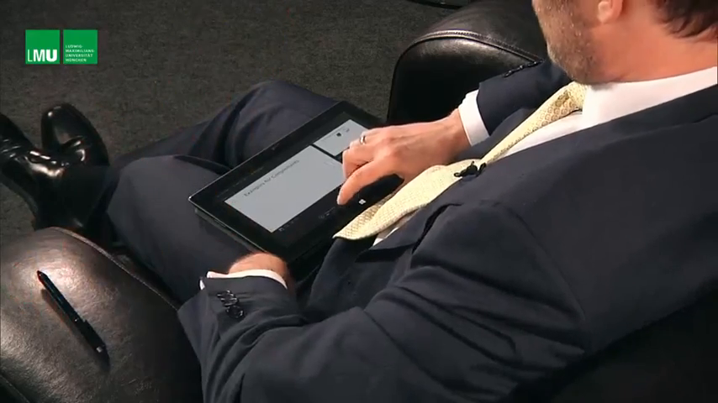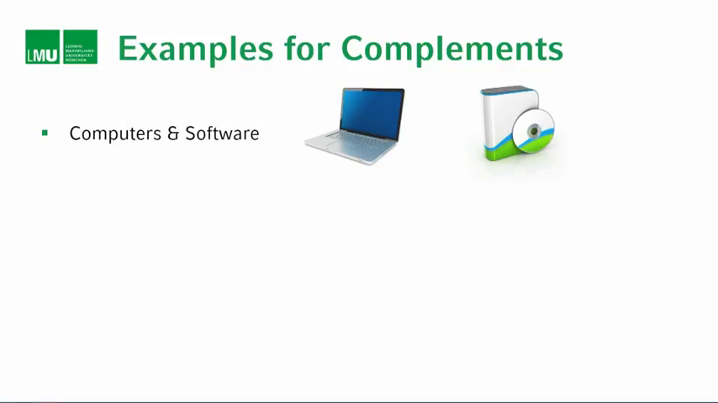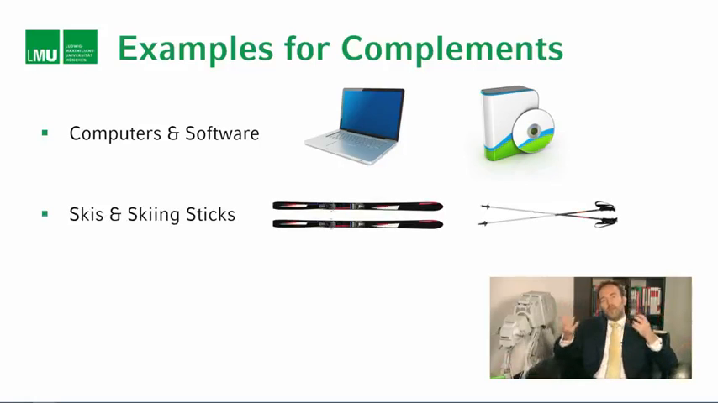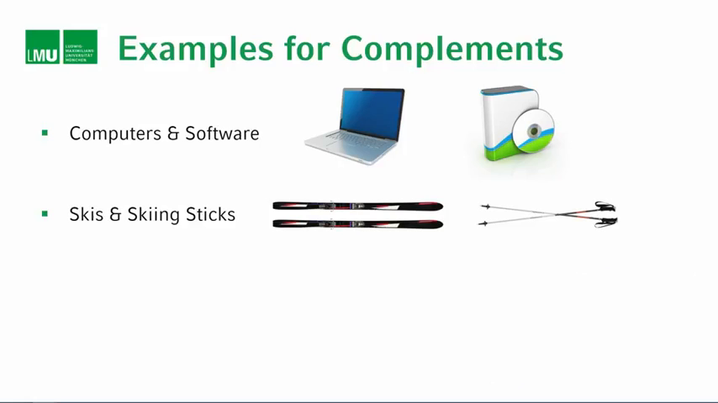So let's take some examples. An obvious one would be computers and software. You can take this computer and do all sorts of things with it. You can go on the internet, you can write documents and so on. But if you use particular software, in this case game software, to play with that computer, it's going to increase in value. If you're thinking about skis and skiing sticks, skis on their own are good for getting down the hill, but it's definitely safer and more fun if you have skiing sticks as well. Skiing sticks on their own are pretty useless if you don't have skis.